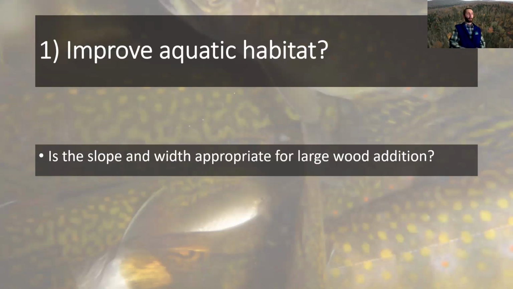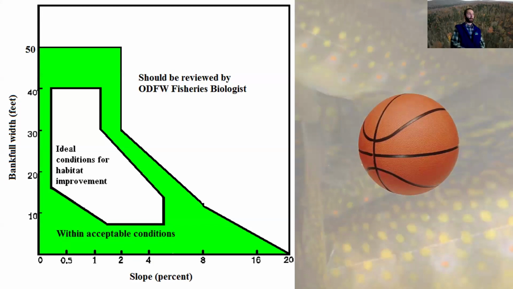Is the slope and width appropriate for large wood addition? What this is getting at really is stream power. Some streams are just too powerful. They're transport channels, so they're moving things through, including wood. So you put wood in there, it might break up your wood, it might move it. And usually those channels don't need wood so much, because they've got boulders and bedrock and things like that that are creating the habitat. So you don't need the wood.